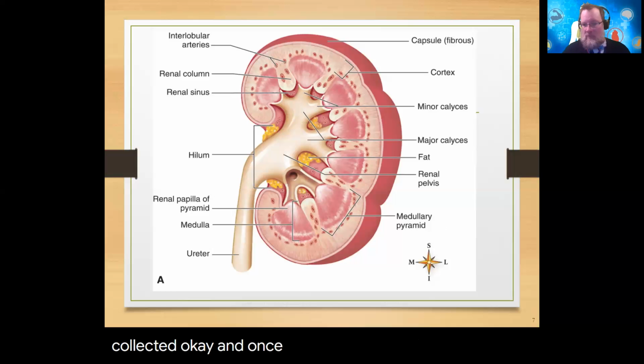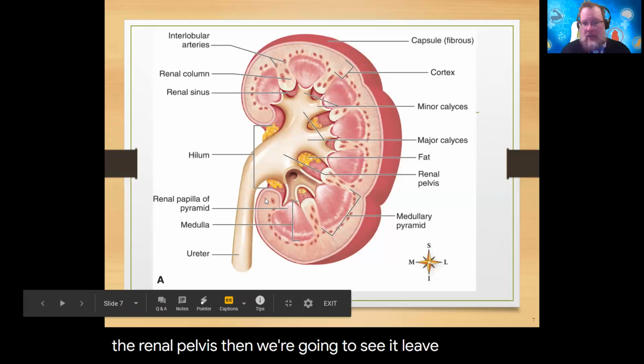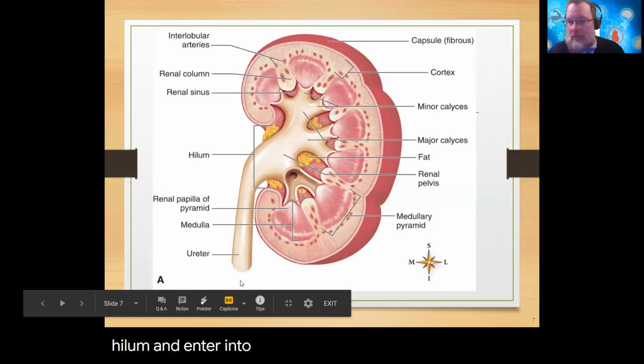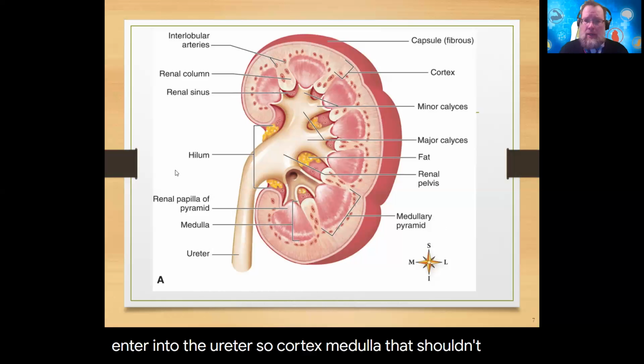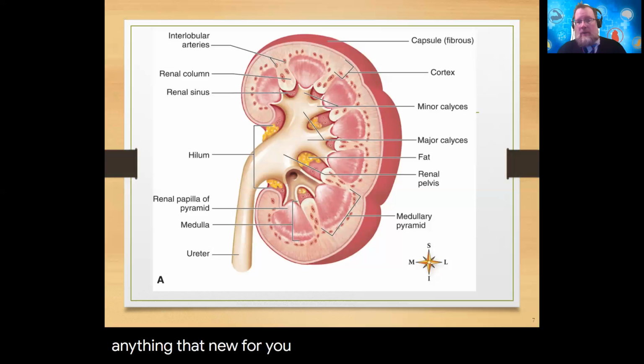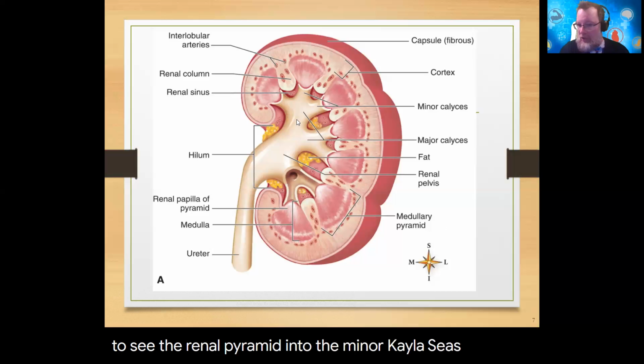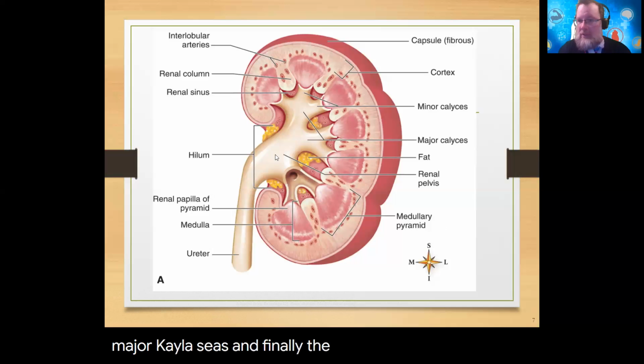Okay, and once we've got the urine collected in the renal pelvis, then we're going to see it leave through the hilum and enter into the ureter. Okay, so cortex, medulla. That shouldn't be anything that new for you. Within the medulla, we see the order in which urine is formed: the renal pyramids into the minor calyces, then the major calyces, and finally the renal pelvis. So I think knowing that order is probably a good idea. Pyramid, minor calyces, major calyces, into the renal pelvis.